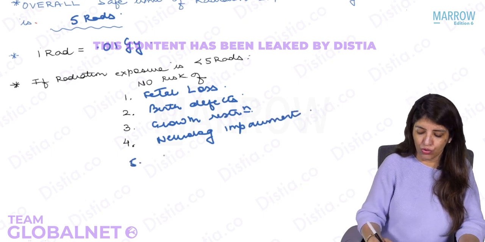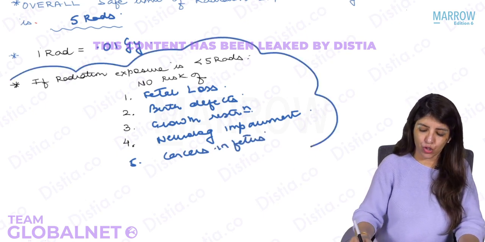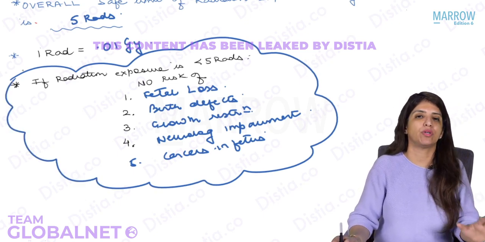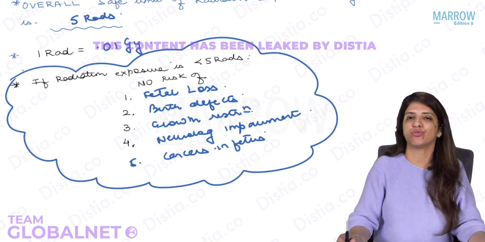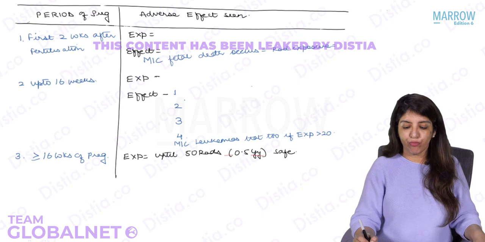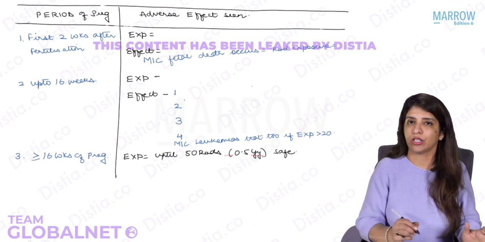And there is no risk of cancers in the fetus. So, if radiation exposure is less than 5 rads during pregnancy, it's absolutely safe. It is not going to lead to any increased risk, right? Now, period of pregnancy and what is the adverse effect seen on radiological exposure.